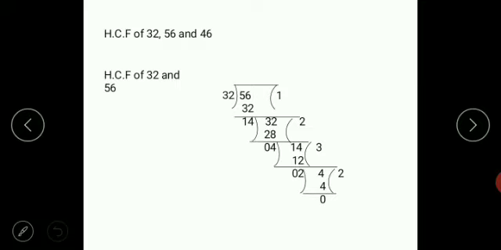I am taking HCF of 32 and 56. Find out HCF of 32 and 56. In this, which is smaller number? 32. That is your divisor. And which is largest number? 56. That is your dividend. In 32 and 56, 32 is smaller number, so that is your divisor. 56 is bigger number, so that is your dividend. Now do the division. 32 ones are 32. 56 minus 32 is how much? 14. So remainder is 14.